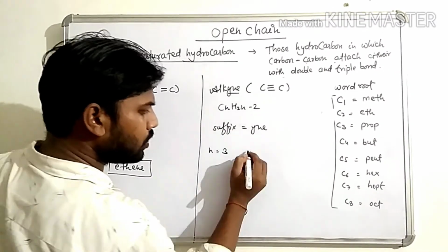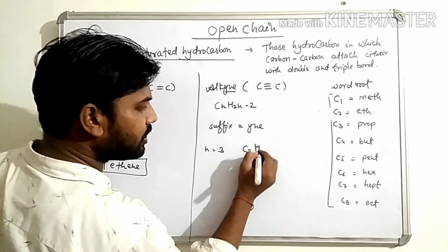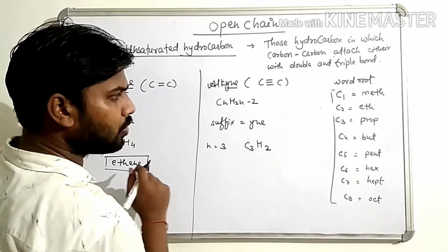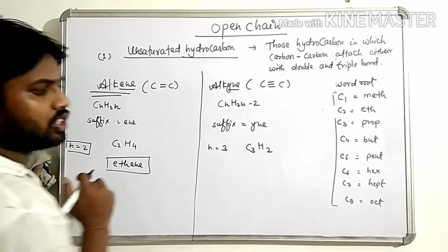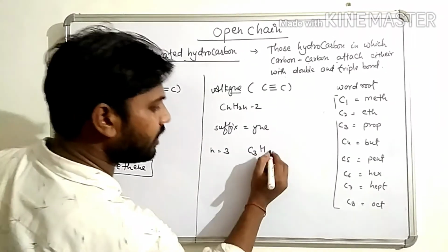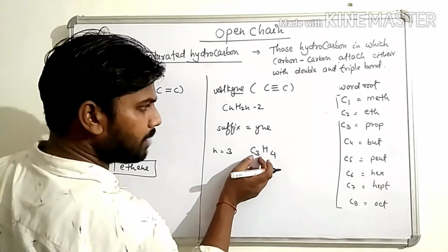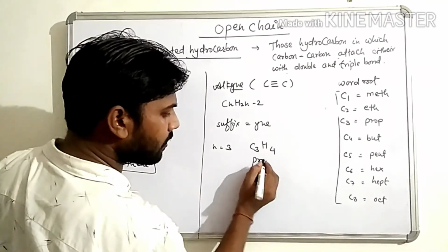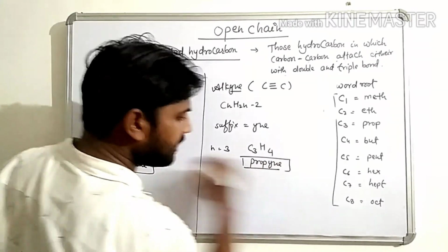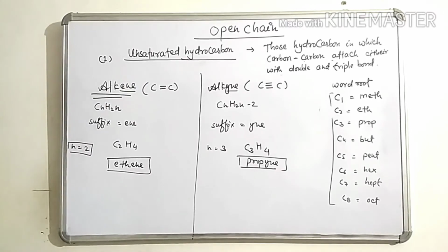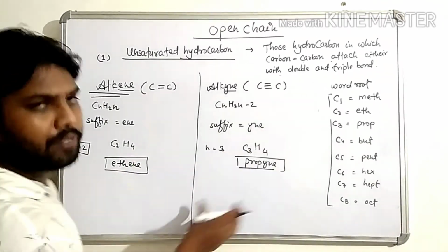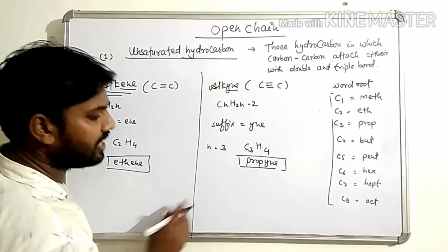Now here n is equal to 3. Okay, C3H, 2n minus 2, 4 minus 2 is equal to 2. Okay, C3H, 3 times 2 is 6, 6 minus 2 will be 4, children. So carbon 3 is there, prop, and suffix is ine, propyne. Concept clear, children? So according to this, children, we can make any chemical formula and also write its name.